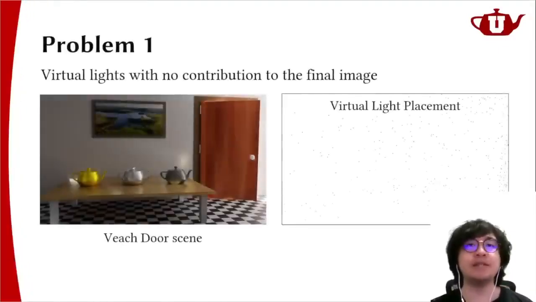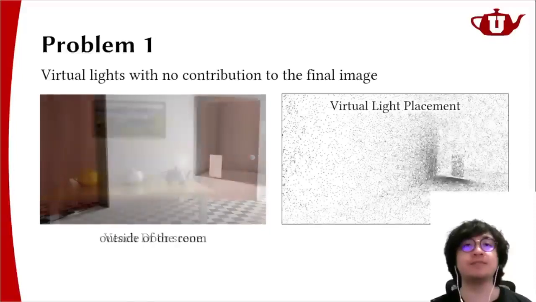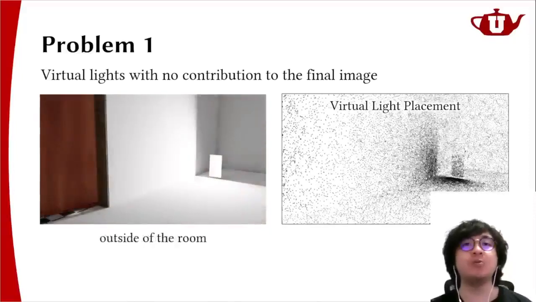Problem 1 is wasted virtual lights. These are virtual lights that have no contribution to the final image. For example, in the rich door scene you see here, there are very few virtual lights inside the room. This results in a poor illumination estimation, forming splotches you see in the rendered image on the left. If we step outside, you will see where all other virtual lights are. They are placed outside of the room and do not contribute to the final image. So this is an extreme example. It's not uncommon to have a large percentage of virtual lights with no contribution to the final image.